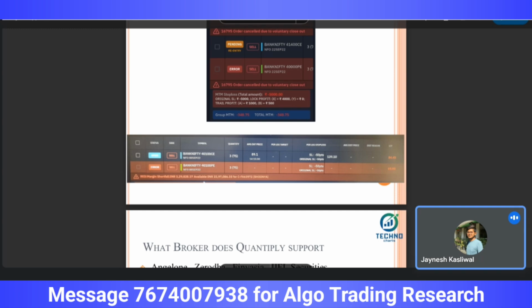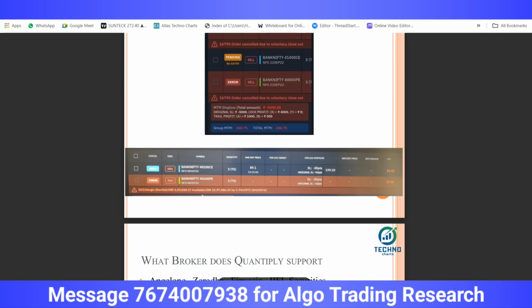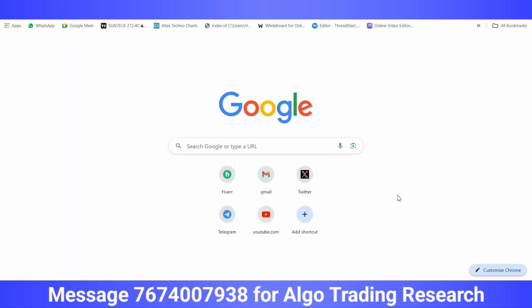Okay, now also, secondly, Quantiply has some features where if there are any kind of errors, let's say if an order is not going through, if there is a margin shortfall, Algo will automatically close all of the open positions of that particular strategy. These are the new features that Quantiply has come up with. Also, it will throw an error notification on your Telegram channel, Telegram handle.